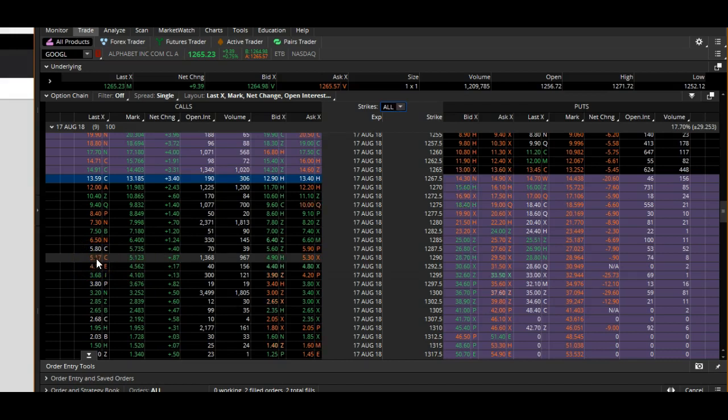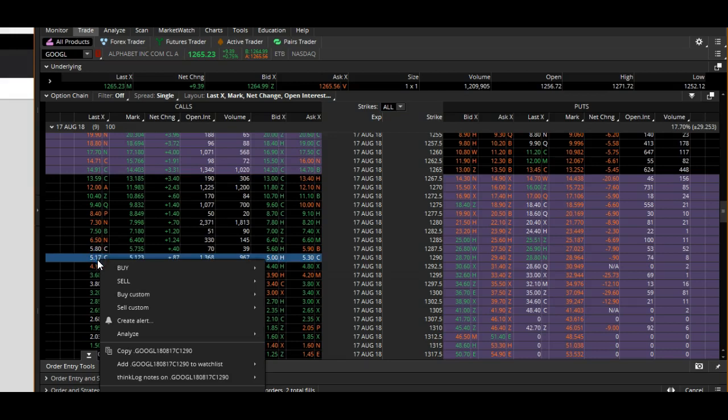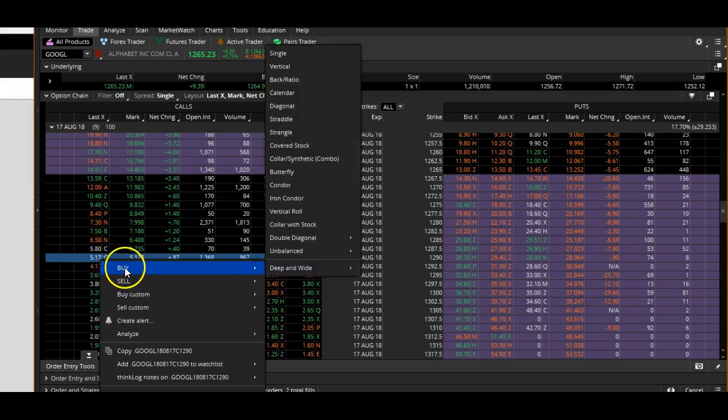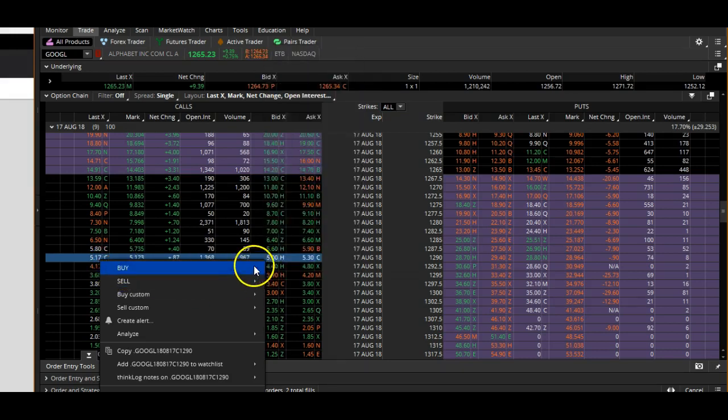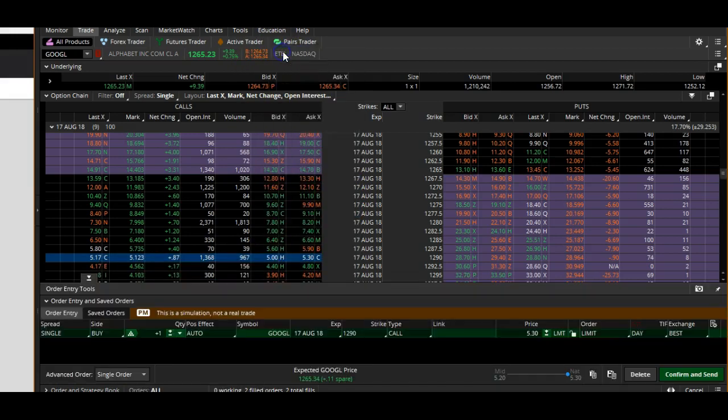$5.17 per share was the cost of this option, a call option 1290, expiring the 17th of August. So let's click on this one. We right-click to pull up this window, click buy, click single, and it gives you an order.